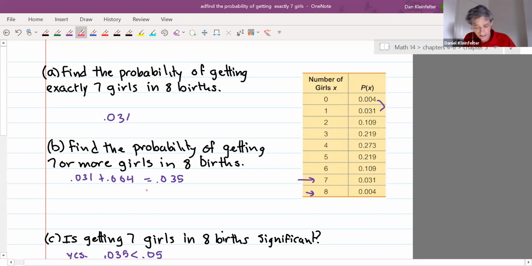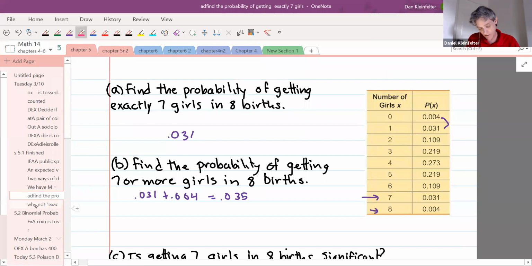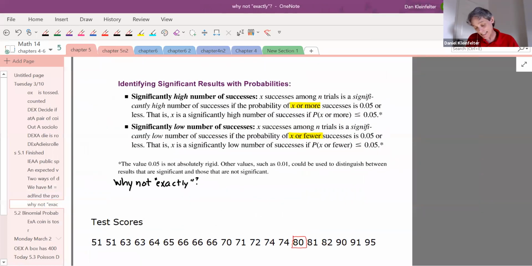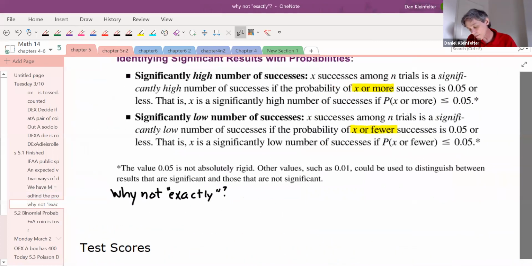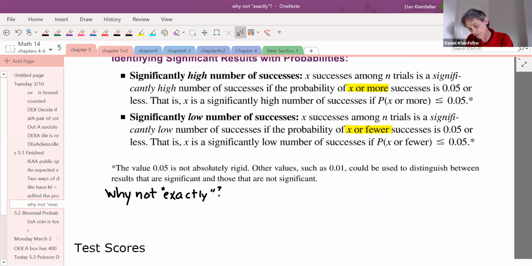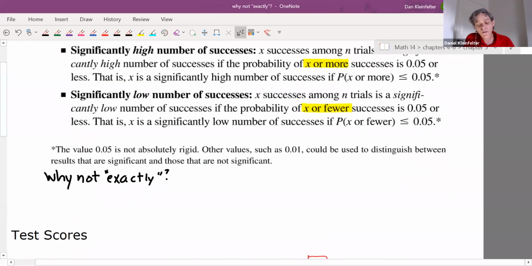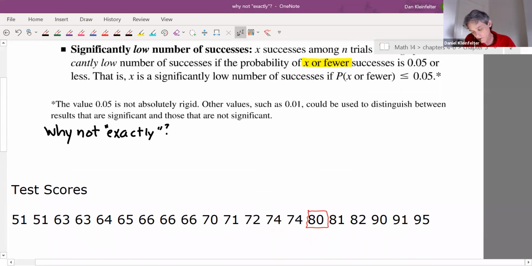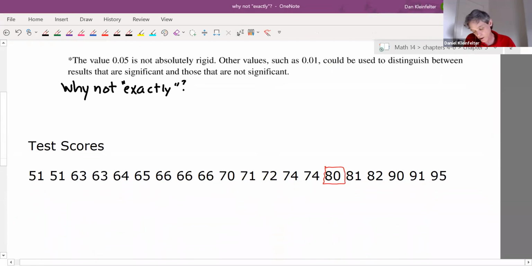So let me address that. Of course, if you're fine with it, then you're fine. But if not, then we need to address that. Why was it X or more successes for significantly high, or X or fewer successes for significantly low? Here's a more tangible, familiar example to illustrate.